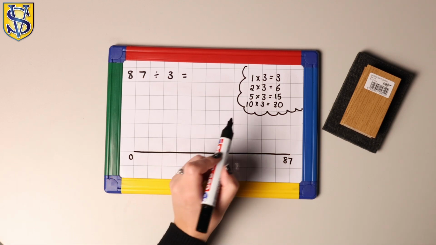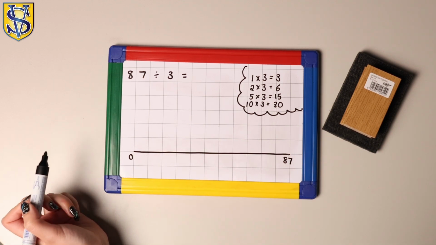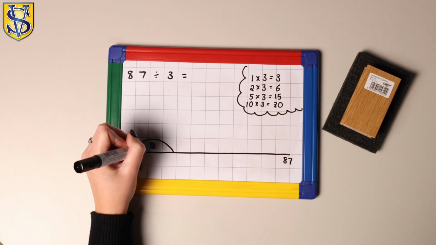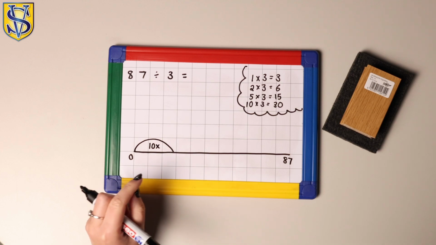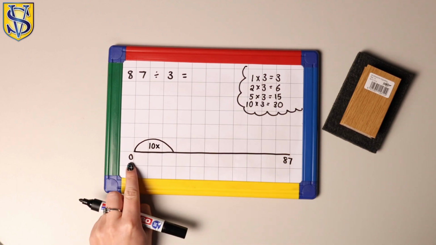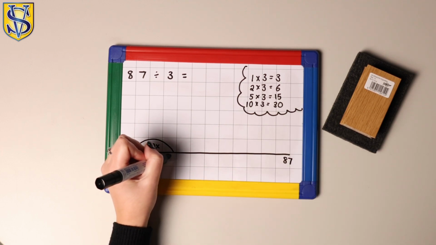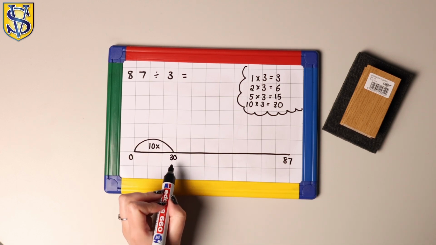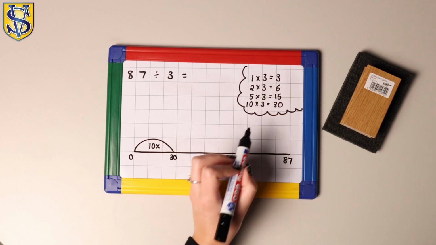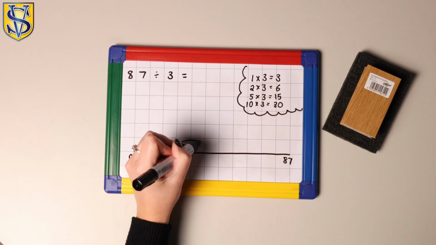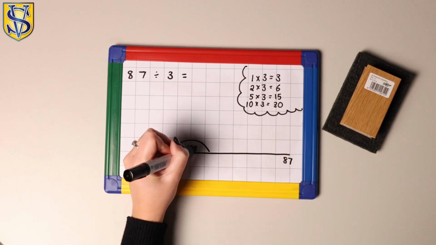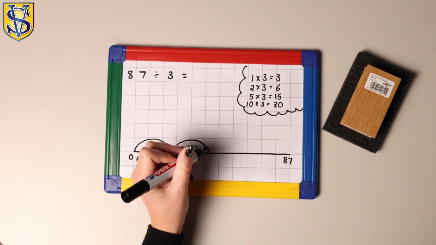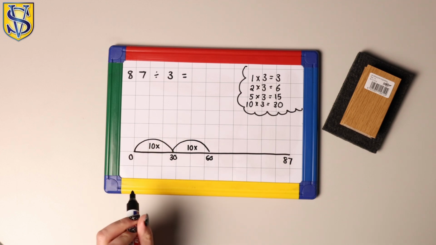So I'm going to start off by choosing 10 times 3. So here I'm going to put 10 times. You'll see why we're going to get to the end. And then I'm going to do 0, add 30 is 30. And then I'm going to have a look. So I've got from 30 to 87. I'm going to try the same one again. 10 times. So 10 times 3 is 30. 30 add 30 is 60.